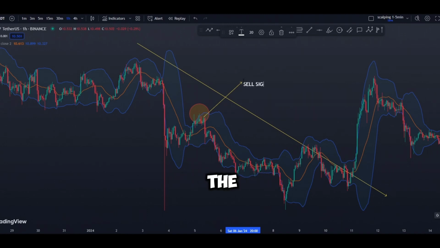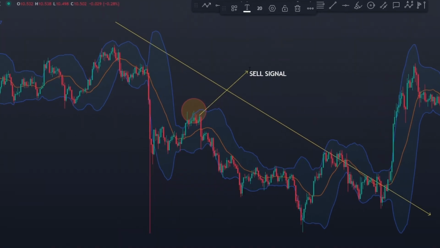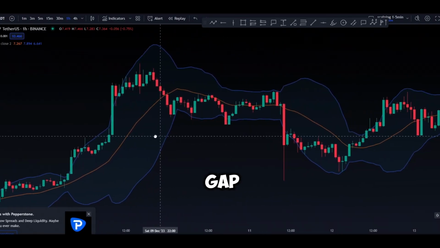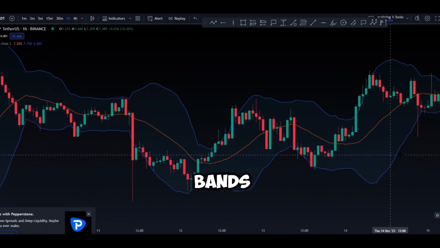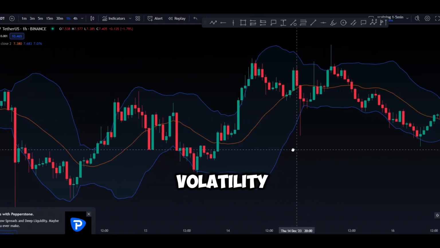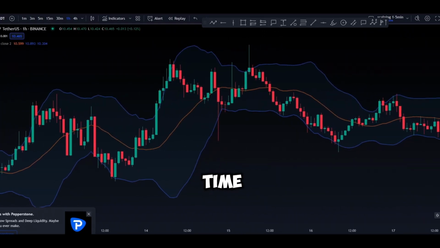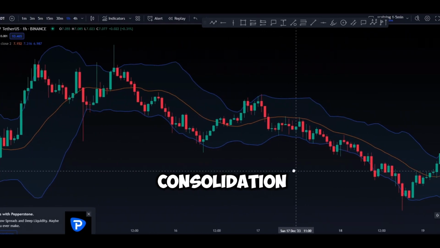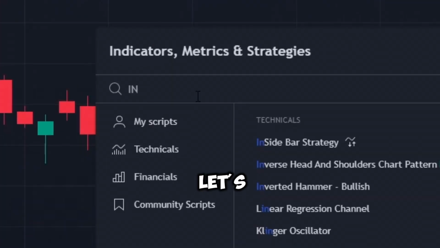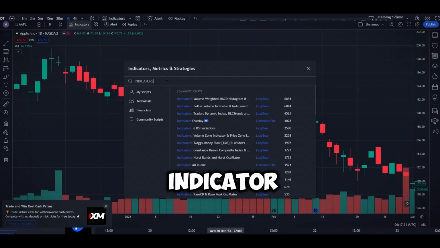They also use the Bollinger Bands to monitor the market's volatility. The wider the gap between the upper and lower bands, the stronger the volatility. Tighter bands most of the time indicate that the market is in consolidation. Now, let's move on to the next indicator.